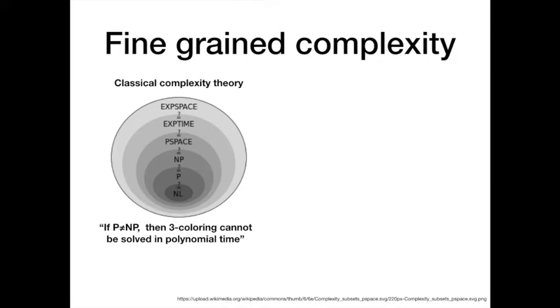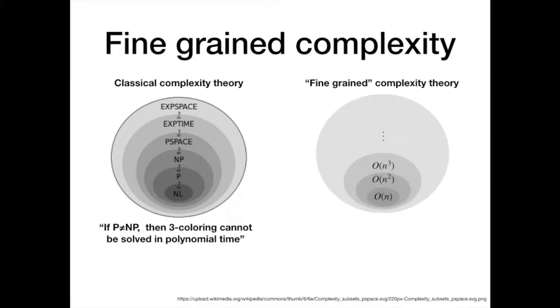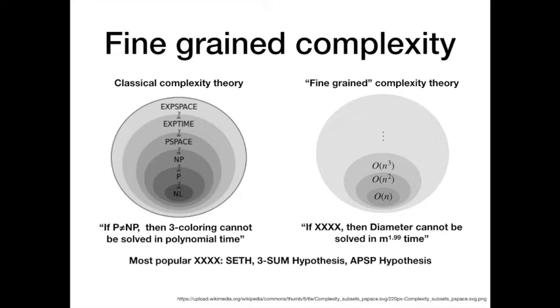But today we're not looking at distinctions between polynomial time and super polynomial time. We're looking at more fine-grained distinctions, such as between linear and quadratic time, and that's where fine-grained complexity comes in. It'll allow us to make statements like, if some hypothesis is true, then diameter cannot be solved in truly subquadratic time. The most popular hypotheses in fine-grained complexity are SETH, 3SUM, and all pairs shortest paths, and today we're going to be working with SETH hardness results.